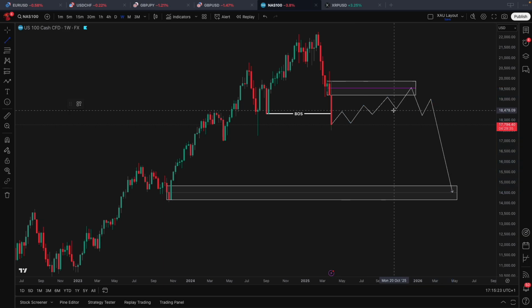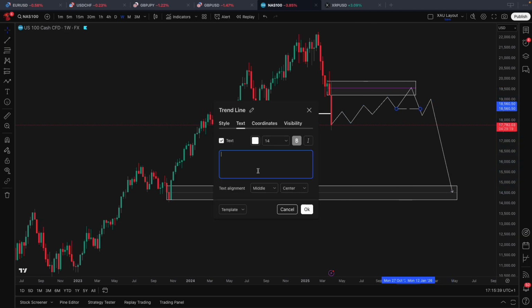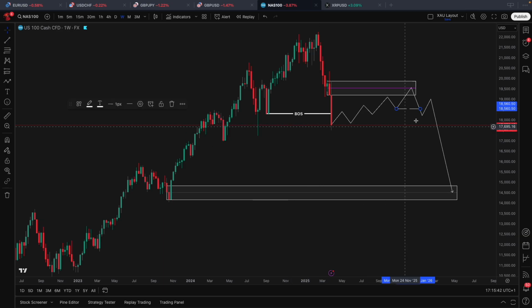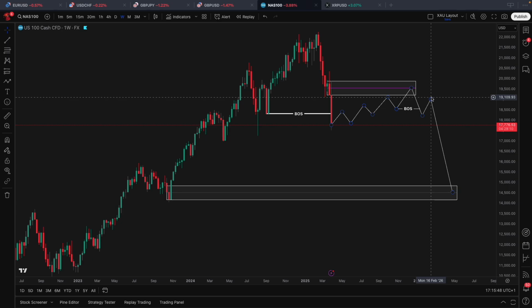Now, price may look something like this. So we are delivered with our fractal break of structure, which would present itself here. We then wait for price to pull back up again to give us a more refined entry. And this is where we'd be looking to get involved in.